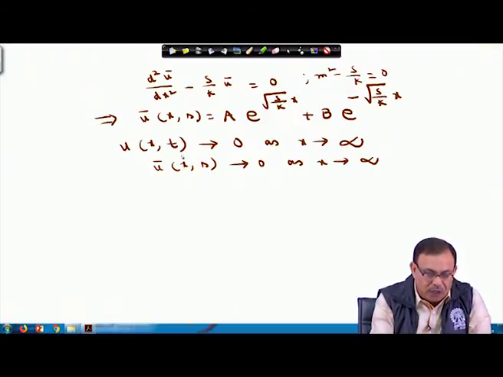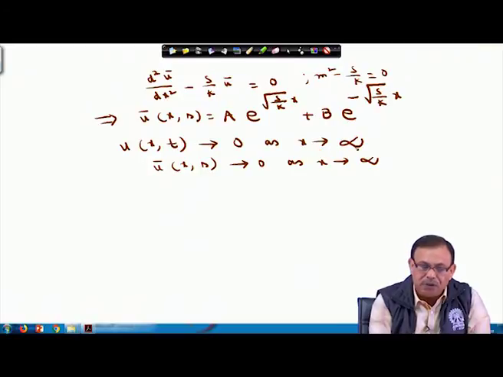So, from here one condition I am taking: u(x,t) approaches 0 as x approaches infinity, because u(x,0) was 0 whenever x is greater than 0. From there I am saying u(x,t) approaches 0 as x approaches infinity. If I take the Laplace transform, then u bar(x,s) will be approaching 0 whenever x approaches infinity.